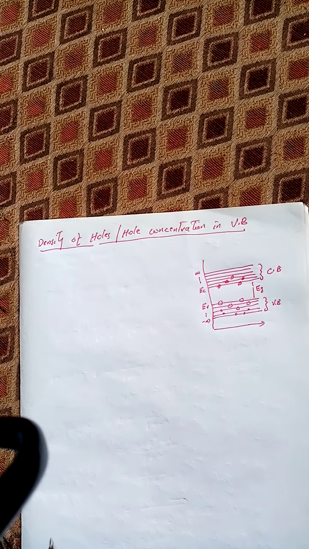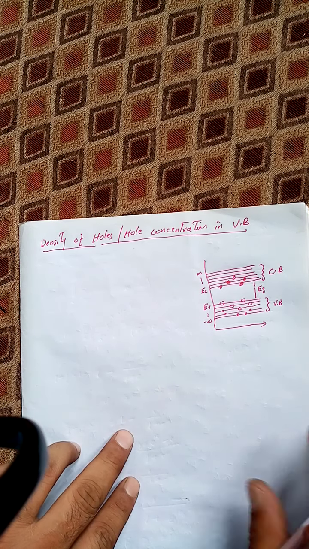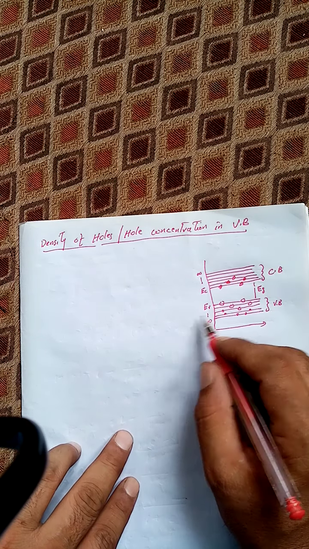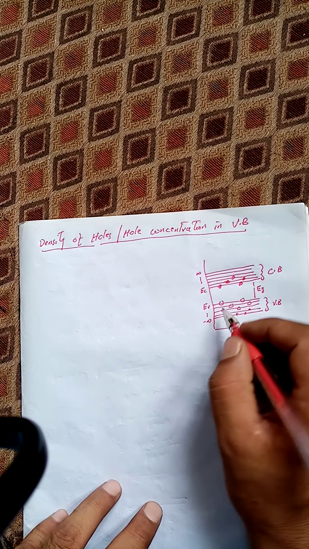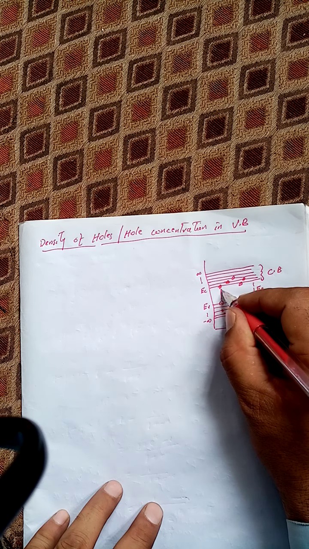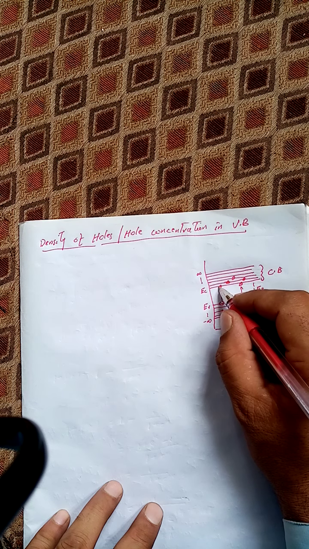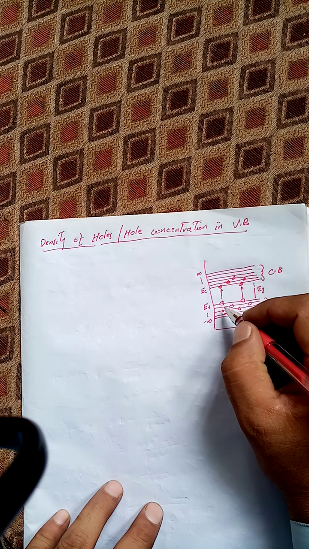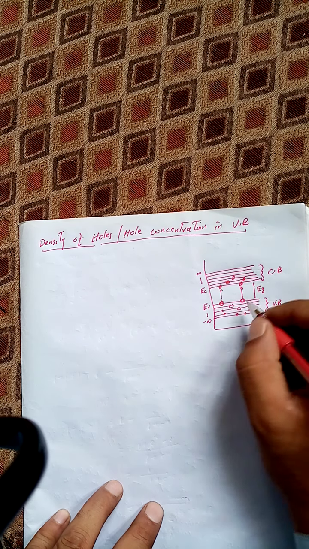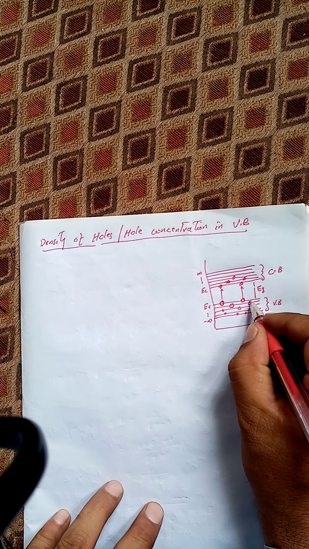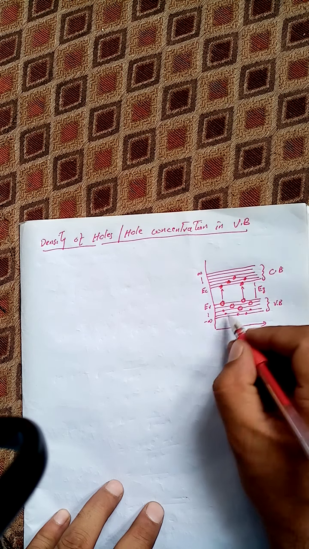Okay, in this video we will discuss the density of holes, or hole concentration, in the valence band. As we know, when energy is given to this semiconductor material, the electrons in the valence band absorb that energy and jump from the valence band to the conduction band. Once they jump, these electrons leave a hole behind in the valence band. The holes are represented by this circle, while the electrons are represented by these solid dots.